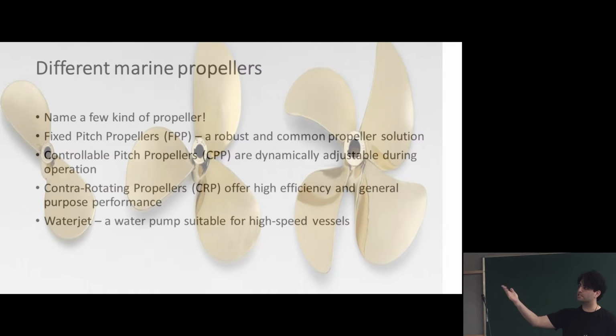As you can see, it's fixed. The second one is controllable pitch propellers. The difference, obviously, with the previous one is that it's dynamically adjustable, so it has a higher range of usage. And the third one is counter-rotating propellers. This one has one of the highest efficiencies, and it's also generally used. And the last one is water jet, which is a water pump that's suitable for high-speed vessels.